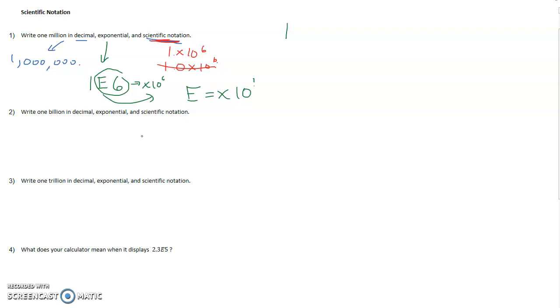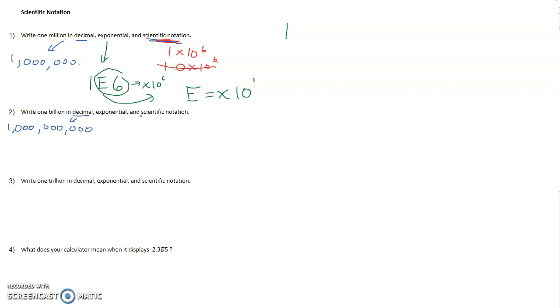So now it says write 1 billion in decimal, exponential, and scientific notation. So let's start by writing 1 billion. So here, this is 1,000, right? That is 1 million. So we need to add 3 more zeros to get to 1 billion. And that would be the decimal notation for that.